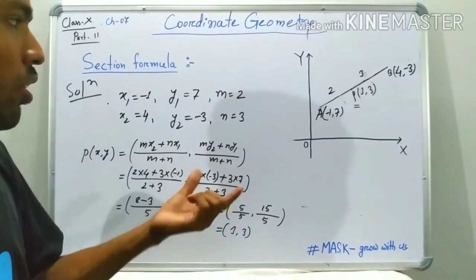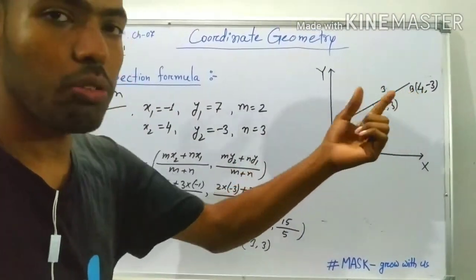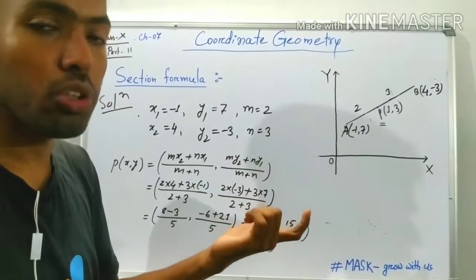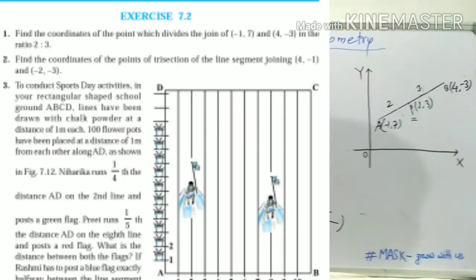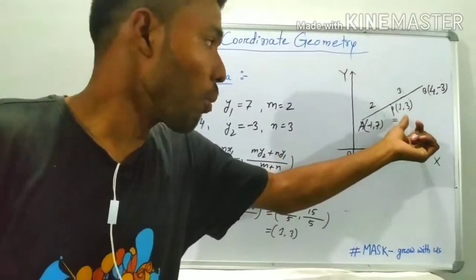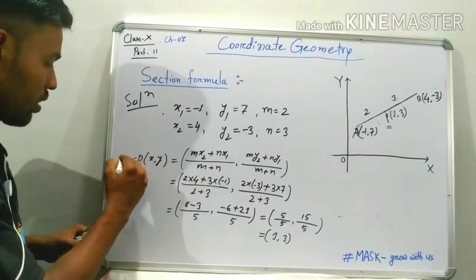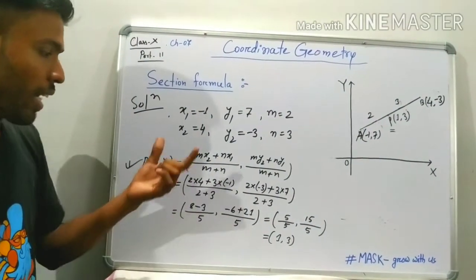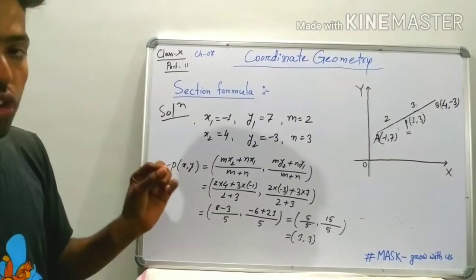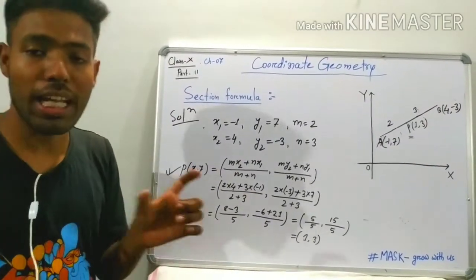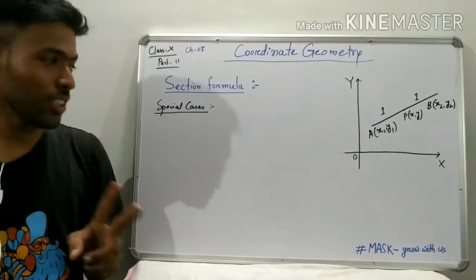So we have given a problem with the coordinates of A and B. We have given the ratio in which the point P divides the line segment AB, and we calculate the coordinate of this point P (1, 3) with the help of this formula. So this is called the section formula, and with the help of this formula we can calculate the position of a point if it divides a line segment into two sections. Okay, so two special cases with this video.